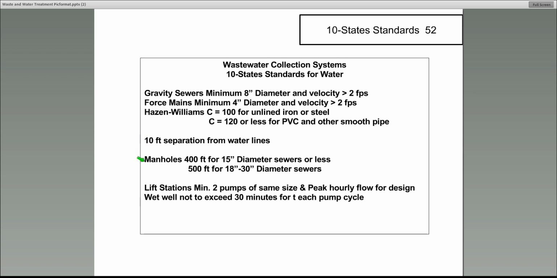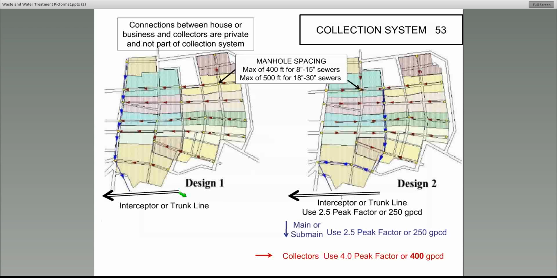Manholes are about 400 feet for 15-inch diameters or less, 500 feet for 18 to 30. Lift stations, you have to have at least 2 pumps. The wet well will not exceed 30 minutes for each T. Okay, this is what a collection system looks like as opposed to a network for a water treatment system.